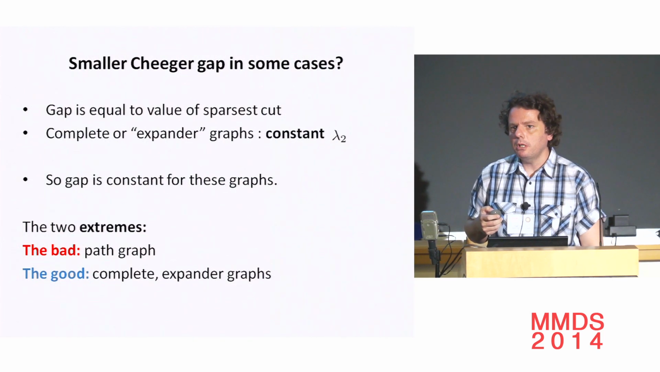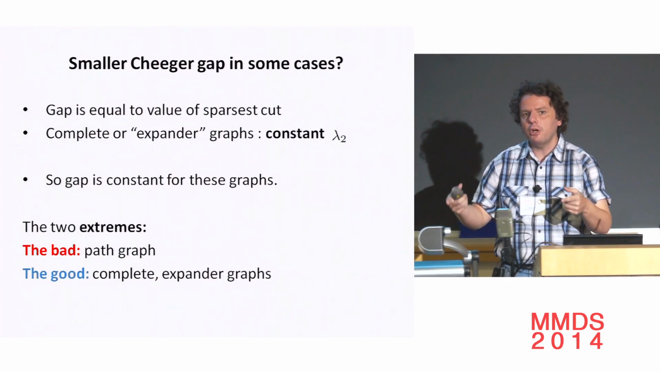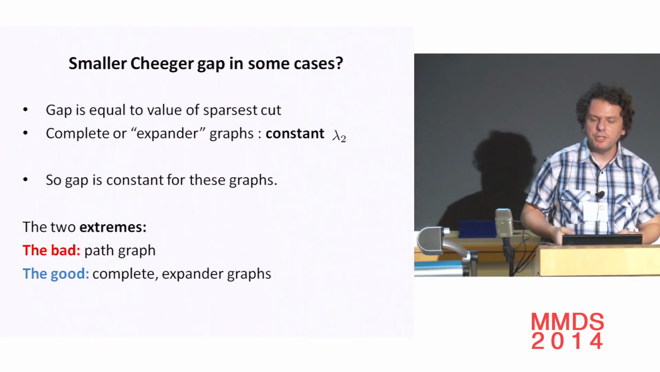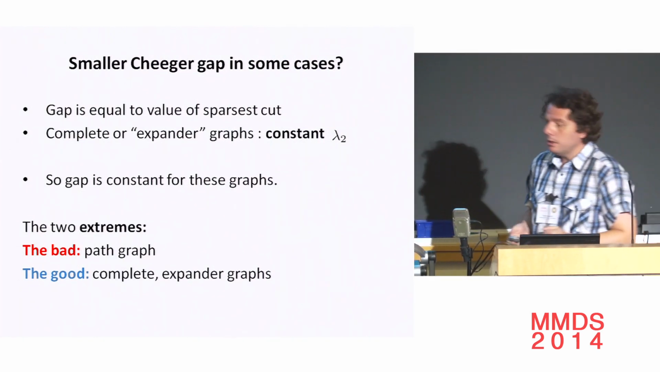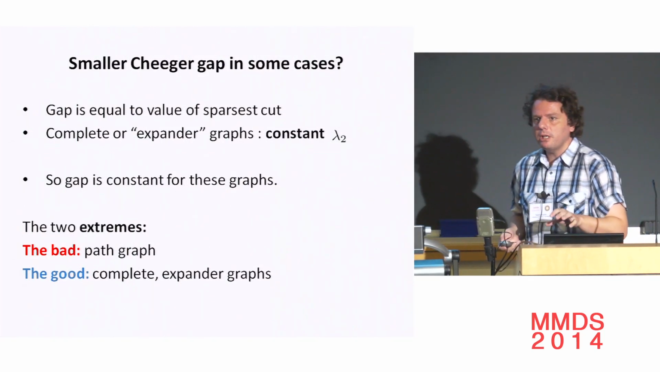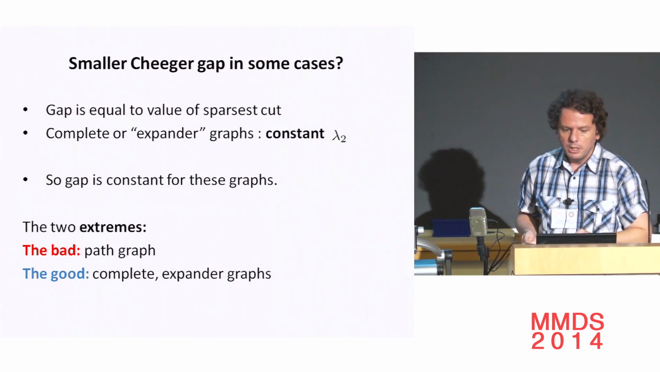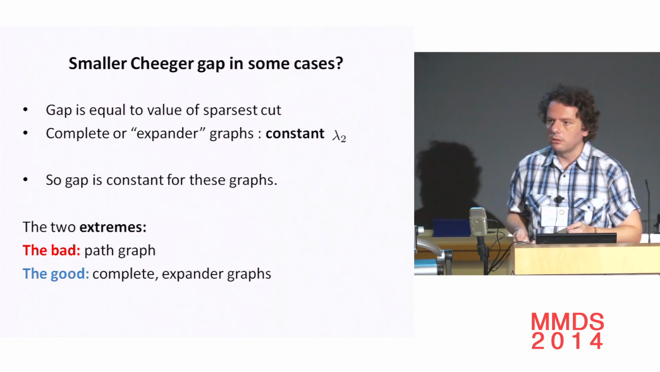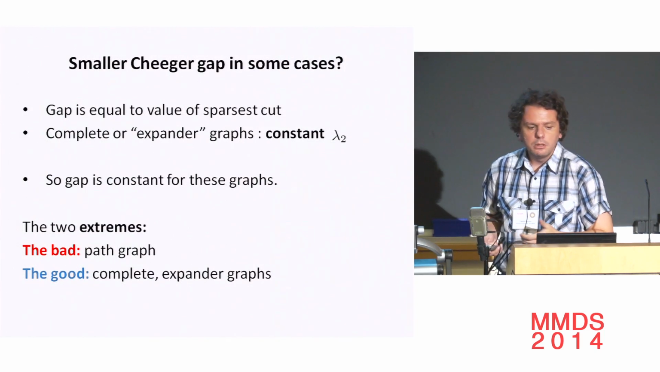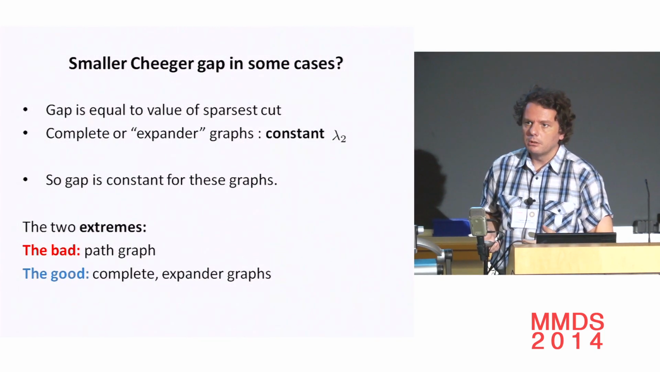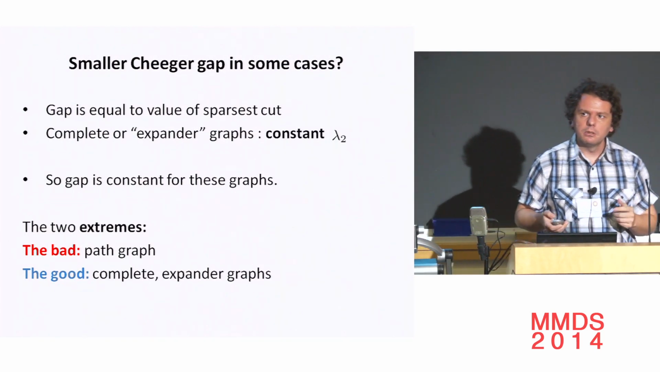Can we do perhaps something more in special classes of graphs? Perhaps there are these counterexamples, but the counterexamples may be very special. What happens in the case of a special class of graphs, the expander graphs, graphs that are very well connected, where the eigenvalue is a constant? For this class of graphs, the Cheeger gap is constant. In other words, the Cheeger inequality is tight in some sense for expander graphs.